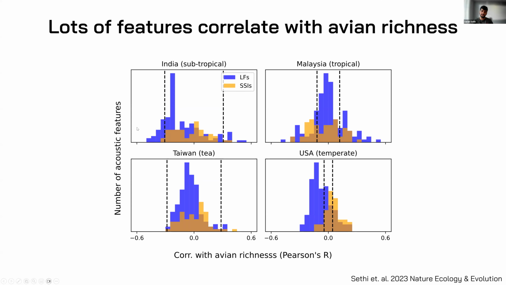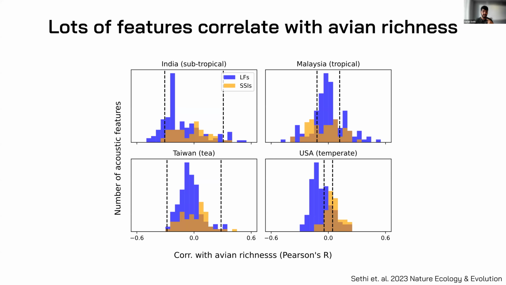So what we see is that lots of features correlate with avian richness. You see all of these bars that are in blue outside here for India, or in the orange outside these dotted lines for Malaysia. These are all significant positive or negative correlations of univariate features with avian richness, but also lots similarly don't. There's lots within the dotted lines which show no correlations.